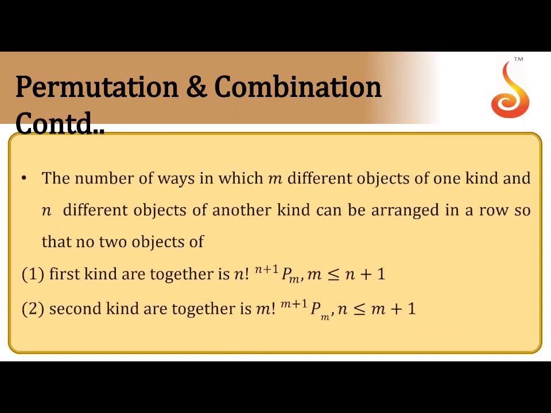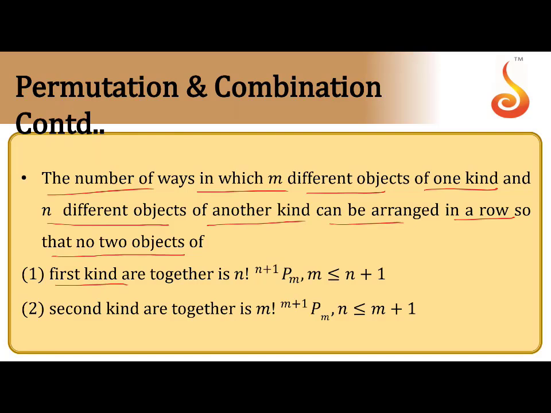So next, here are some more points. The number of ways in which m different objects of one kind and n different objects of another kind can be arranged in a row so that no two objects of the first kind are together. In this case, the number of arrangements is n factorial into n plus 1 Pm. Sorry, I think this is n factorial into n plus 1 Pm only. So understand here? Next.